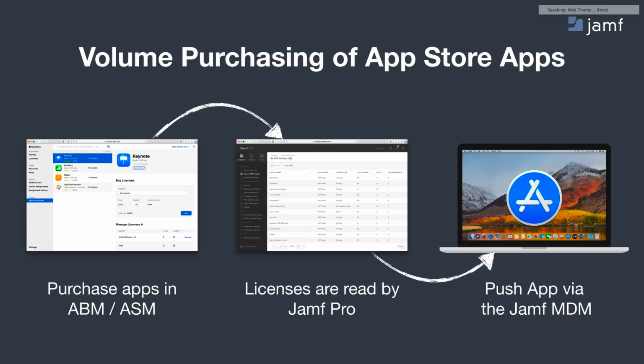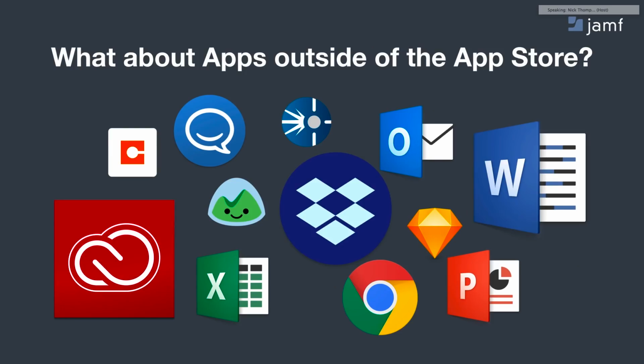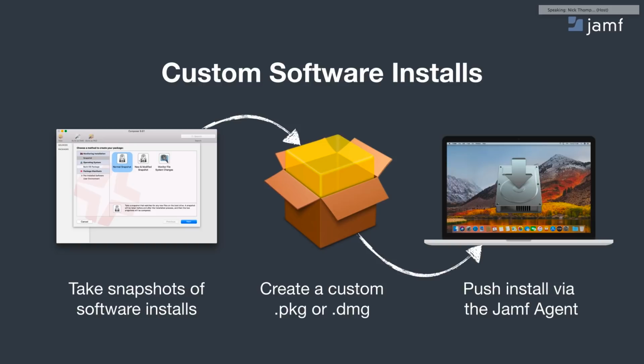But you may be asking, Nick, what about all of those apps outside of the App Store, right? I need to push down Dropbox or Microsoft Office or Adobe Creative Suite or CrashPlan or an antivirus tool. Well, that's where our agent comes into play again, because we've got the ability to do custom software installations. There's an app that's included with Jamf Pro called Composer, which lets you take snapshots of custom software installs. It builds your own custom package file, and then you can push that package file using the Jamf agent.